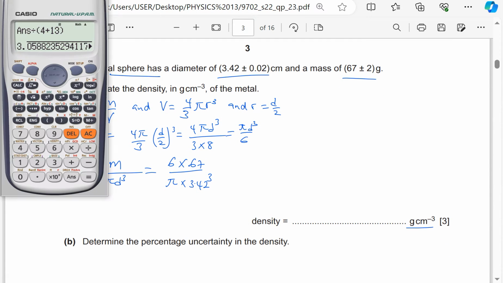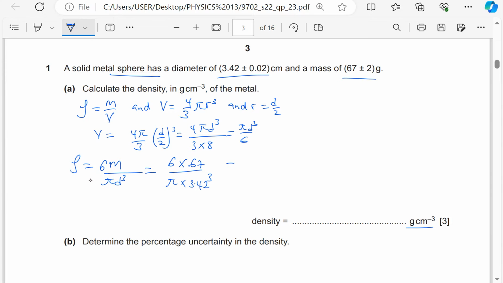So I'll just press my calculator. 6 times 67 divided by pi times 3.42 raised to the power of 3. So this is giving me 3.199, which is approximately 3.2.